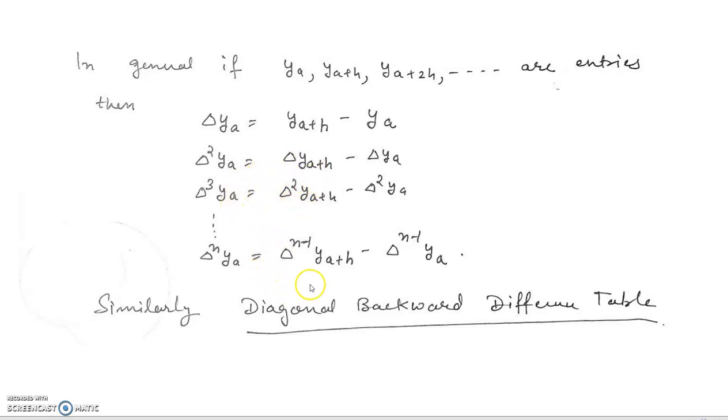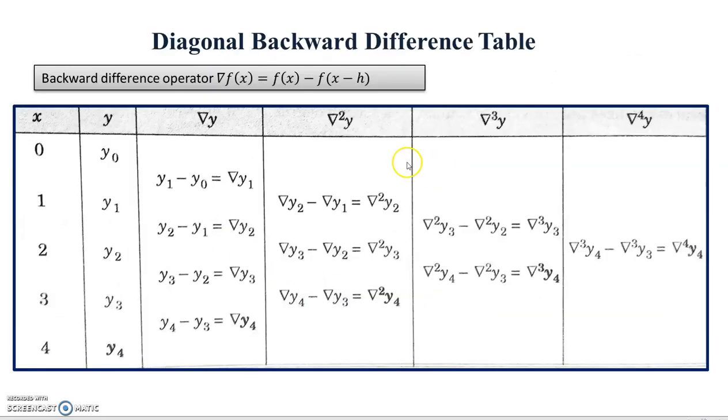And likewise, we can draw the diagonal backward difference table. This one. Here the backward difference nabla f of x is given by f of x minus f of x minus h. Here we move one step backward from x to x minus h.